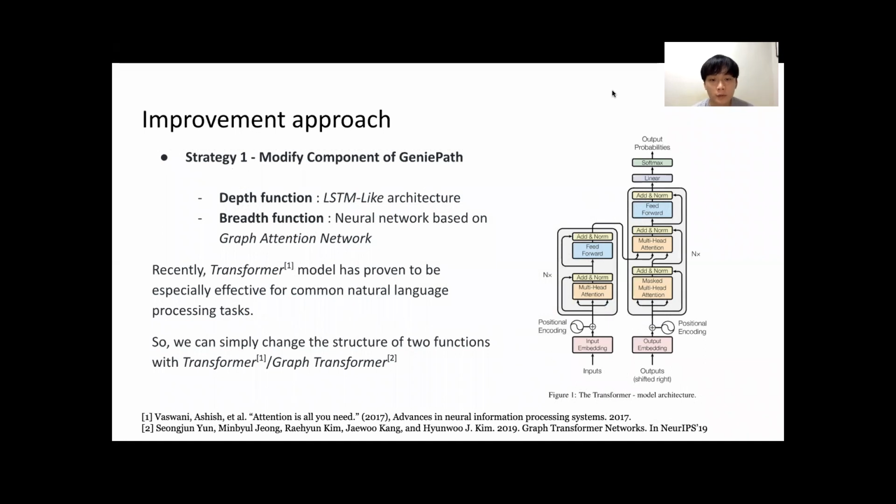So let's talk about how we can improve this approach. As mentioned in previous slides, the main components of the GeniPath framework include two important functions, depth and breadth functions. These two functions are estimated as LSTM and graph attention network. So our first plan for improvement is simply to change the architecture of depth and breadth functions with transformer and graph transformer network.